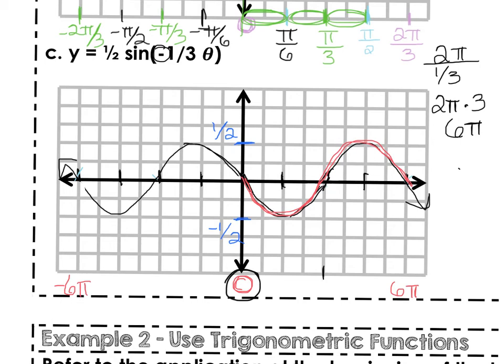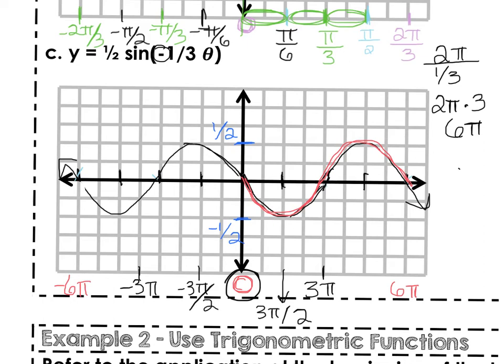Now, halfway between 0 and 6 pi is 3 pi. So over here is going to be -3 pi. And then we're just going to start to figure out, well, what's halfway between 0 and 3 pi? Now you might be saying 1.5 pi, 1.5 pi. Well, let's use improper fractions here. 1.5 pi is really 3 pi over 2. So over here it's -3 pi over 2.